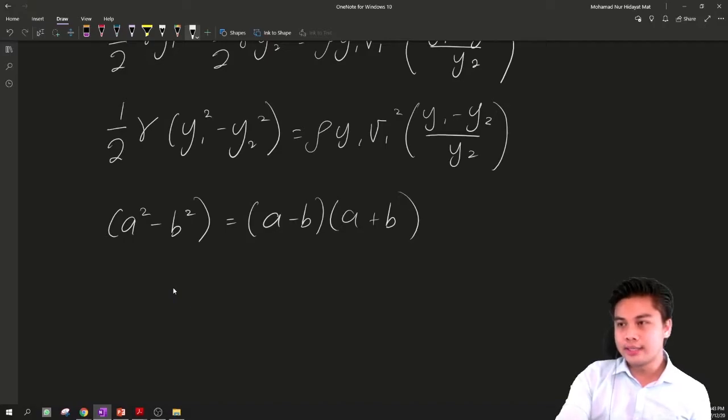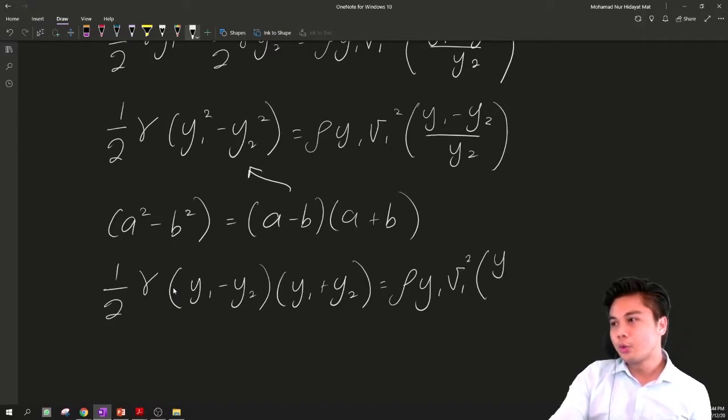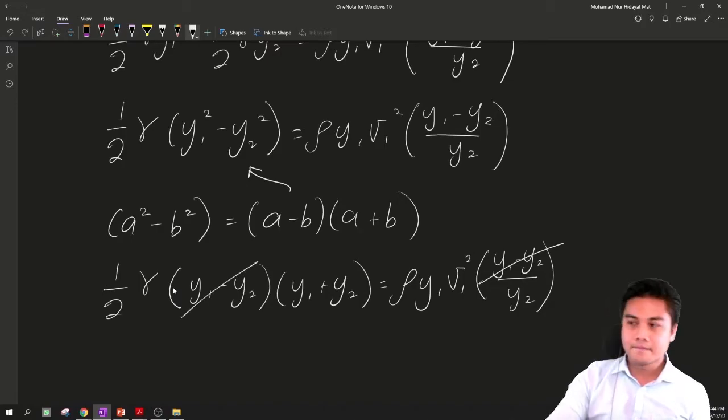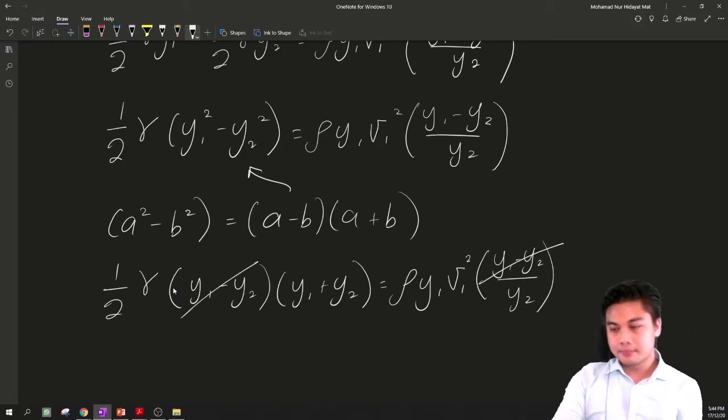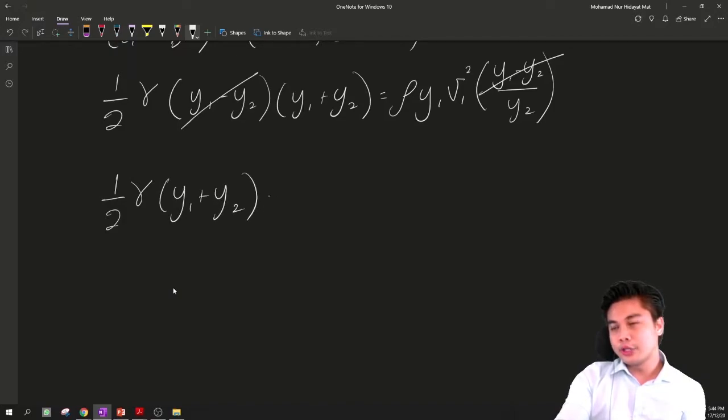Remember, a squared minus b squared, we can expand further, become a minus b, a plus b. So we try to correlate this with this 1 over 2 gamma y1 become y1 minus y2 bracket y1 plus y2 equal to rho y1 v1 squared y1 minus y2 over y2. So you can see the left having the same term, with this, we can cancel out. Alright, only leaving this term 1 over 2 gamma y1 plus y2 equal to rho y1 v1 squared over y2.